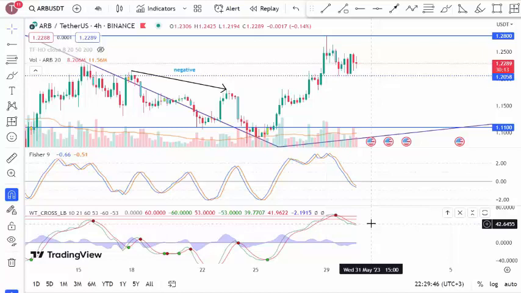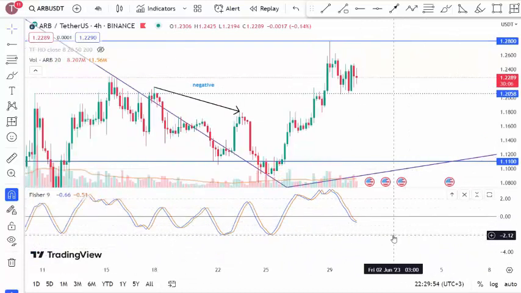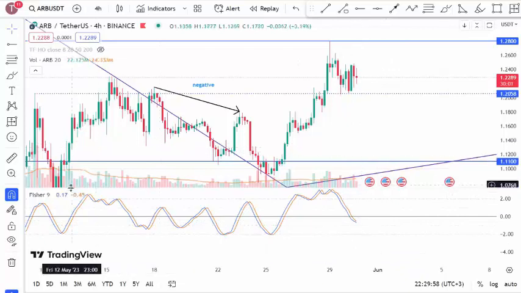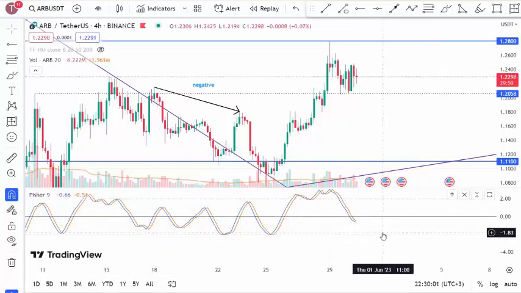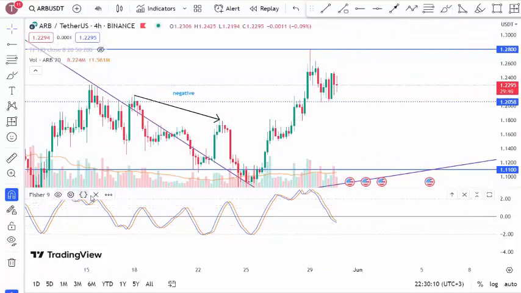If we look at Fisher, since Fisher has dropped below zero, if it creates a breakout above zero, we can interpret it as a strong buy signal. So, even though the breakout hasn't occurred yet, for price movements to go upwards, we need to see upward breakouts in both of these indicators. Let's mention this, and after closing the Fisher indicator, let's look at RSI to show the RSI divergence.